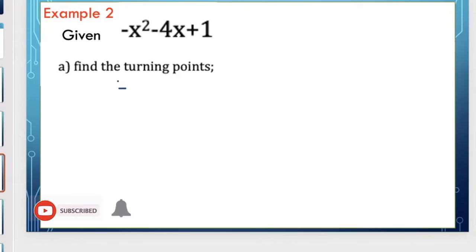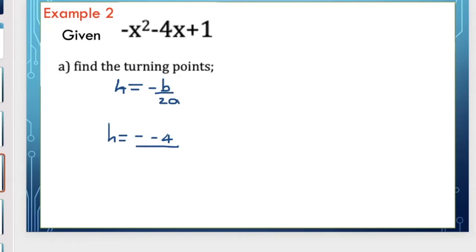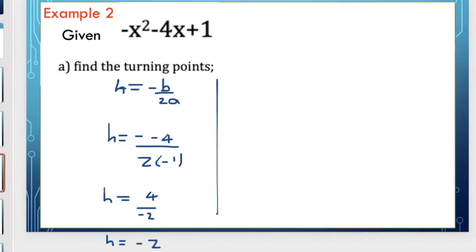The next question, I am going to find the turning point using h. H is minus b over 2a. B is the coefficient of x, and as you can see in front of x I have a minus 4, so I will replace this letter b with negative 4. Now in the denominator a, in front of x squared is a minus, so that means it's negative 1. Now two negatives makes a positive, so we have 4 over negative 2, because 2 times minus 1 is negative 2. So 4 divided by negative 2, that's negative 2.